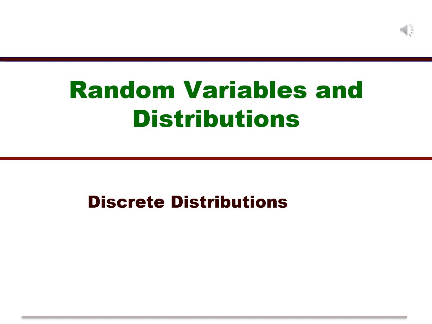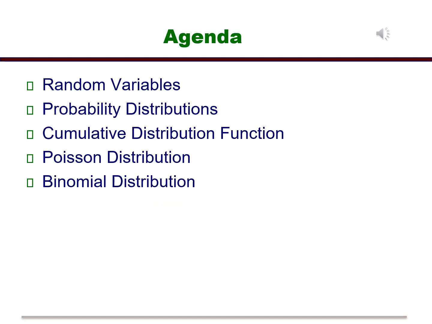Today we're going to discuss random variables and probability distributions. We will focus on discrete distributions. In terms of the agenda, we will discuss what a random variable and what a probability distribution is. We will then discuss the cumulative distribution function. Finally, we will talk about two types of discrete distributions, the Poisson distribution and the binomial distribution.